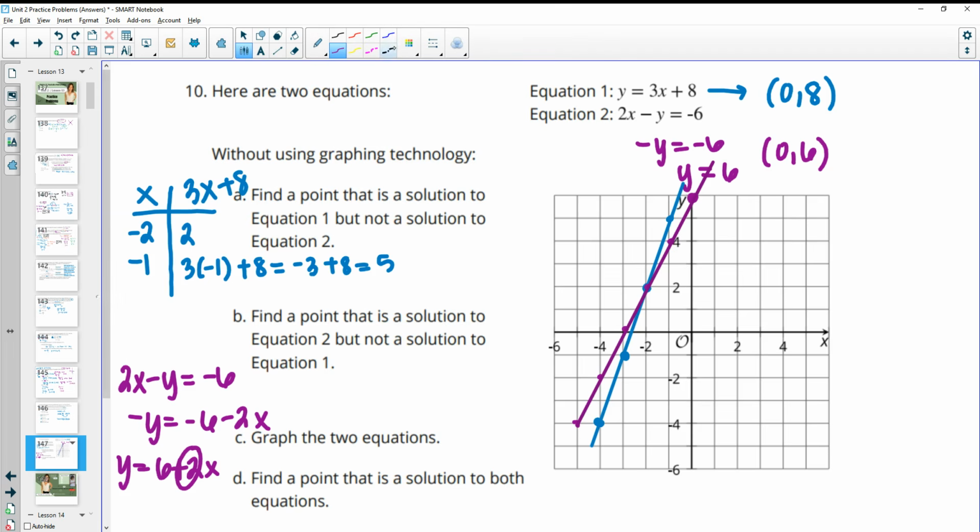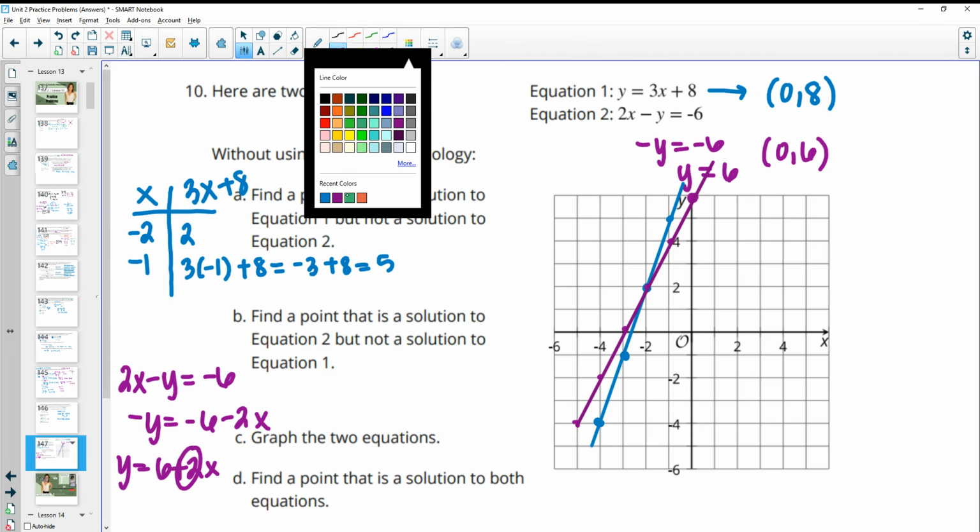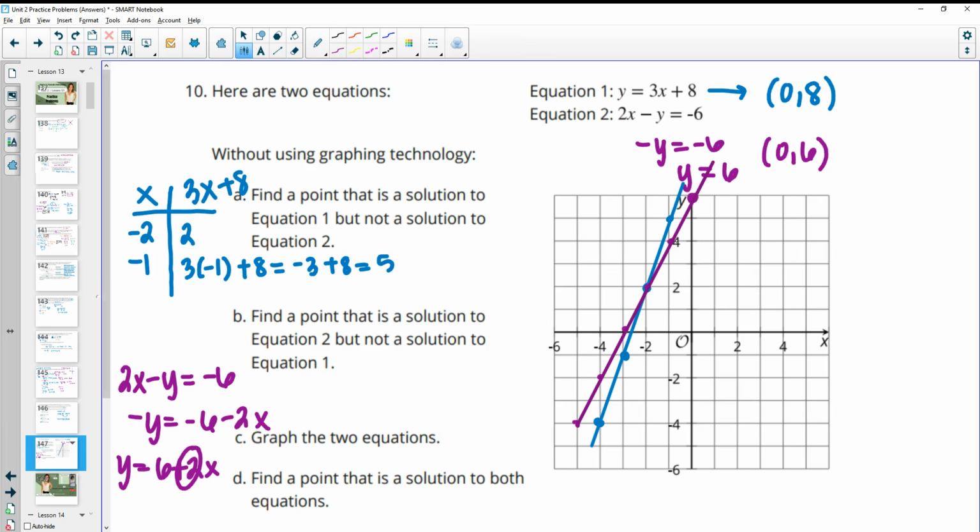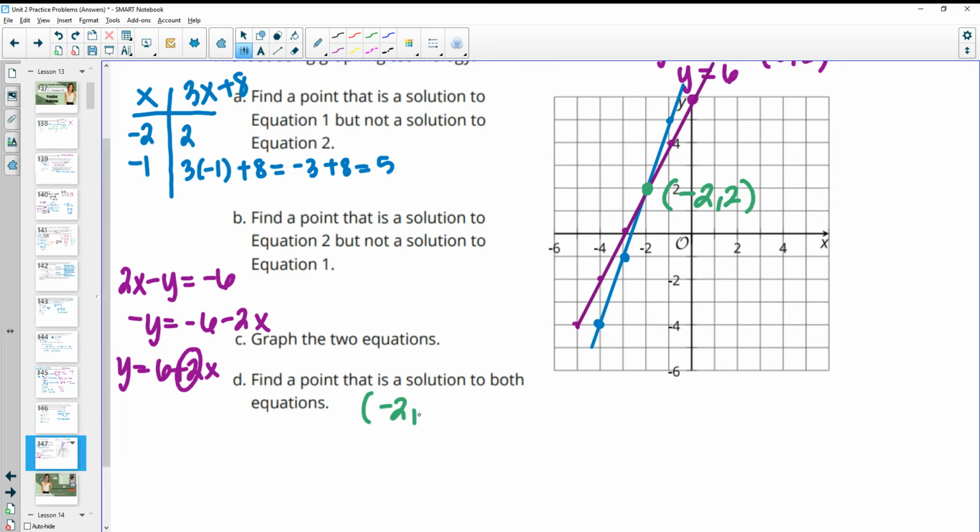And then it wants us to find a point that is a solution to both equations. And when you probably saw when I was going down 2 over 1, we landed in the same spot here. So the point (-2, 2) is on both equations, meaning that it's a solution to this, it's a solution to both.